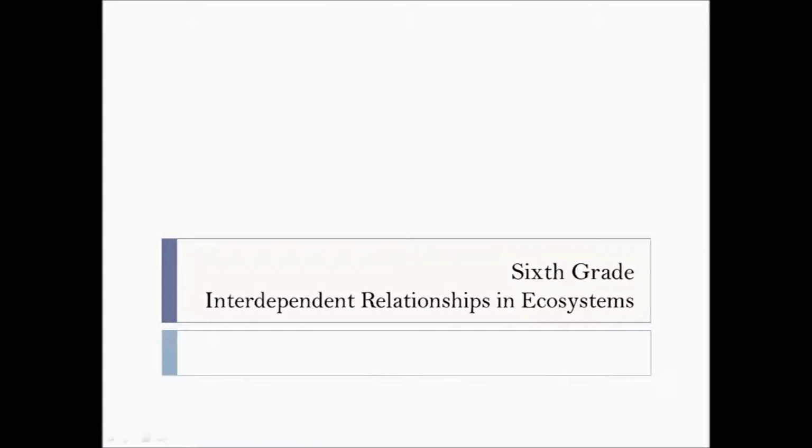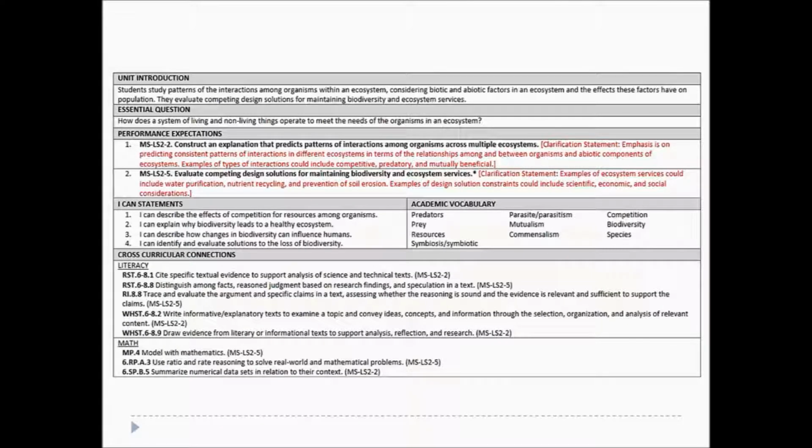Welcome to our overview of 6th grade Interdependent Relationships and Ecosystems. In this unit, students will focus on the relationships between organisms within an ecosystem by examining patterns of interactions and the effects these have on the organisms, and evaluate design solutions for maintaining biodiversity.